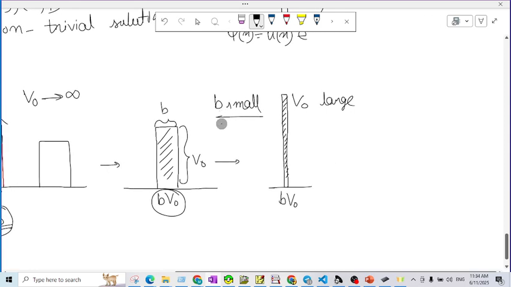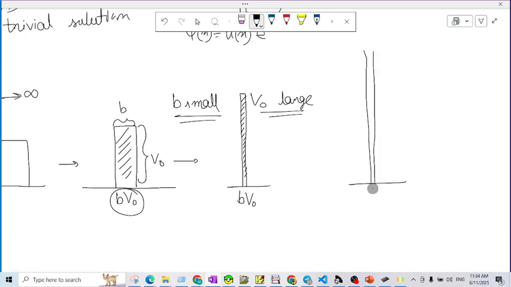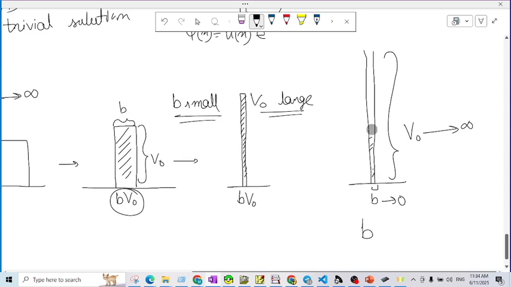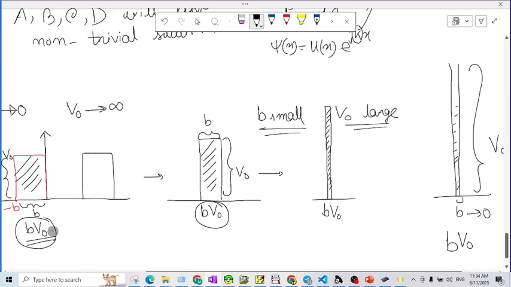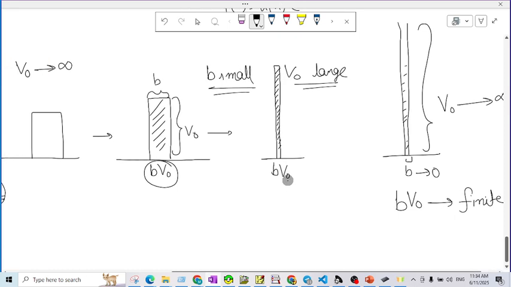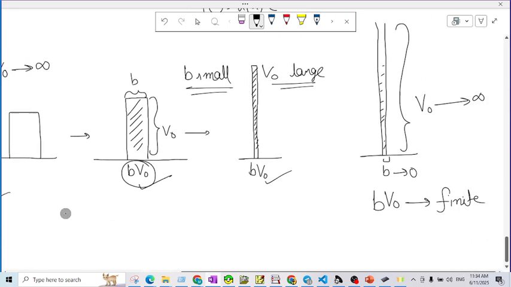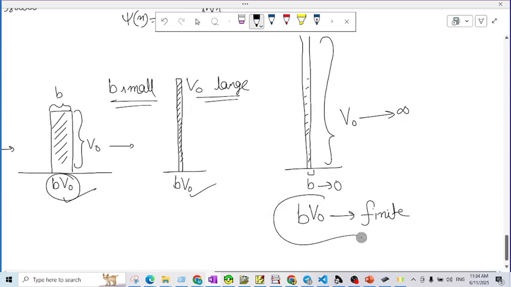And after making b small and b naught large, at one point I will get that this width b tends to 0 and the potential energy will become infinity, but the rectangle's area b into b naught will remain the same as previous. That means this b into b naught is finite, as b into b naught is finite here and finite here. That means although v naught is infinity, b tends to 0, but b into b naught is finite.